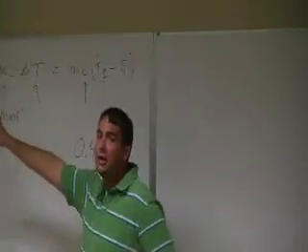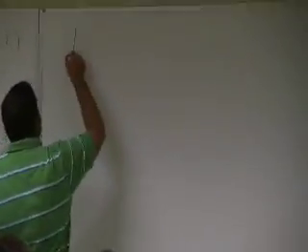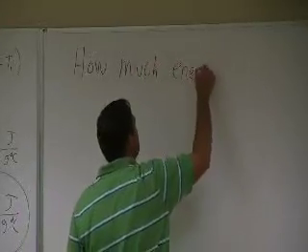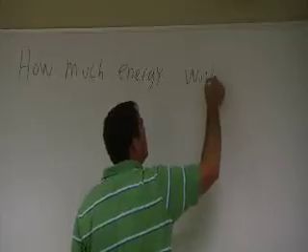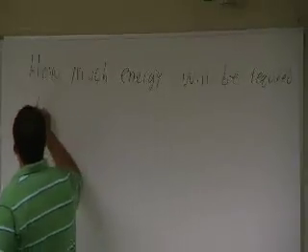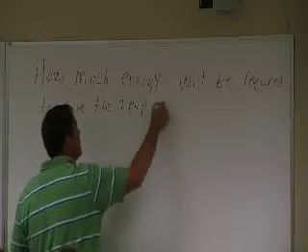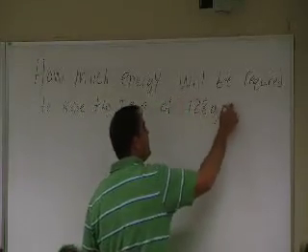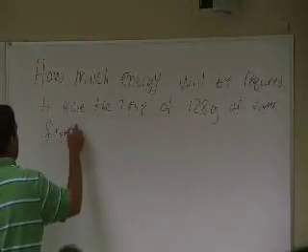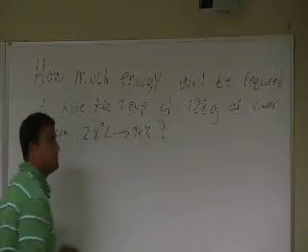So that's the equation there, Q equals MC delta T. So let's work an example. I want to know how much energy will be required to raise the temperature of 128 grams of water from 28 degrees centigrade up to 98 degrees centigrade.